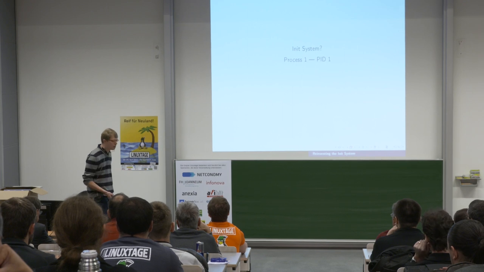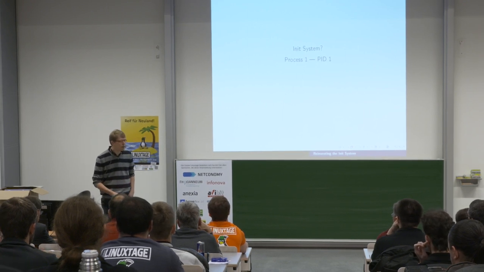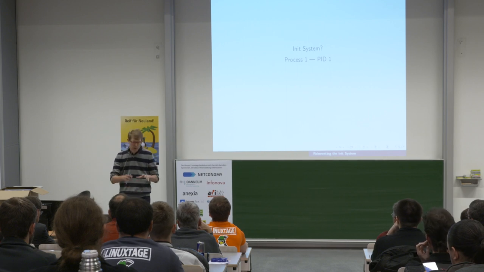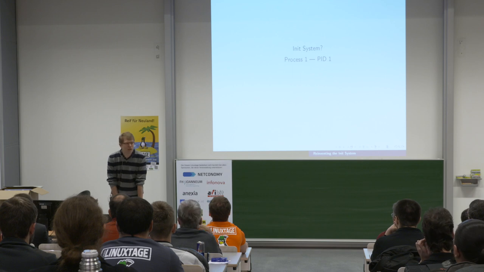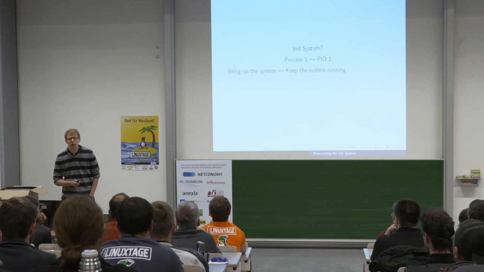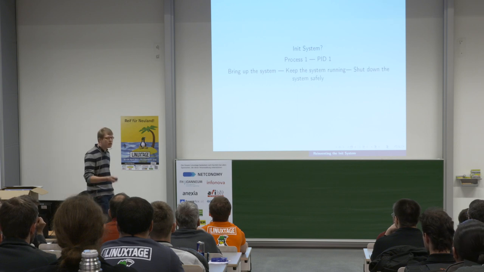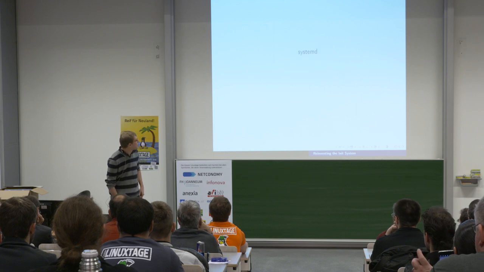The processes are numbered in the order they started. That's at least how it is in the beginning. So PID1 is like the first one that runs, right? Kernel initializes, it starts one first process, and that one process is responsible for bringing up the system, for keeping the system running, and for shutting it down again in the end. And that's what an init system basically is.